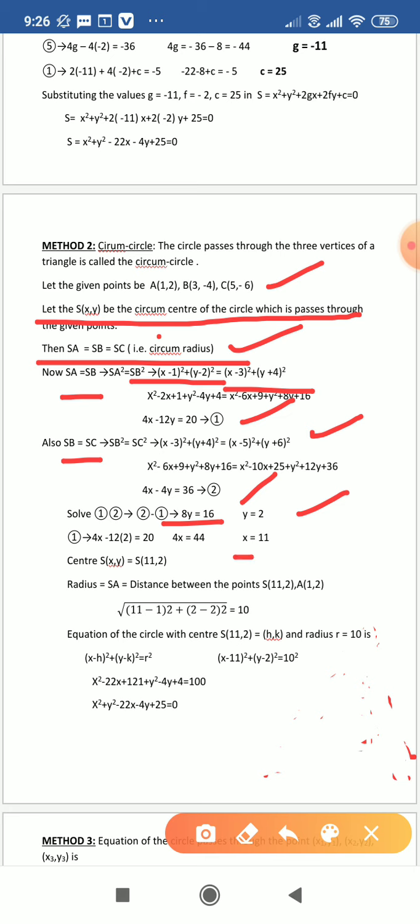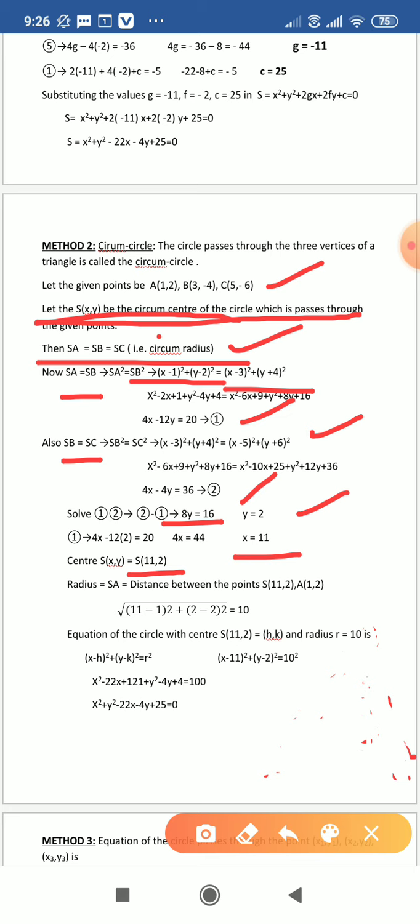X is equal to 11. So like that we find the values of x and y. But here we let what is x, y? S(x, y) is the circumcenter of the circle. So center S(x, y) is equal to x is 11, y is equal to 2. Like that we have the center 11, 2.